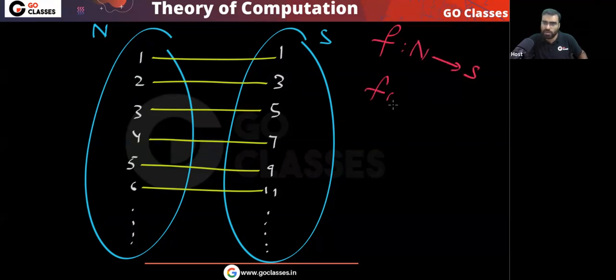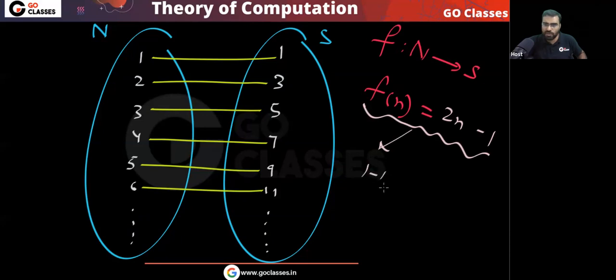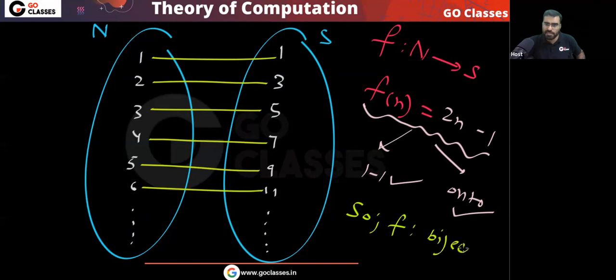What is f(n) here? That is 2n minus 1, right? Yes or no? Can you check this function is one-to-one also, and this function is onto also? So remember, this function is a bijection.